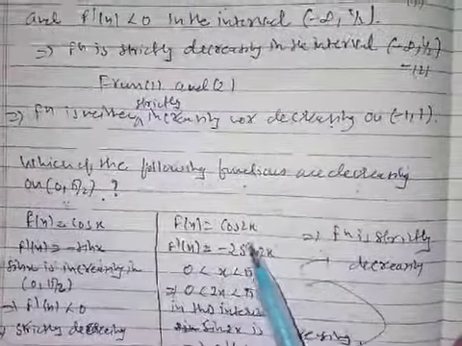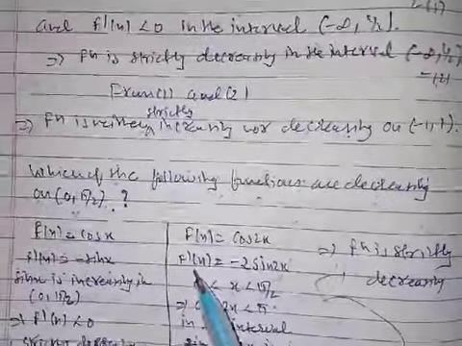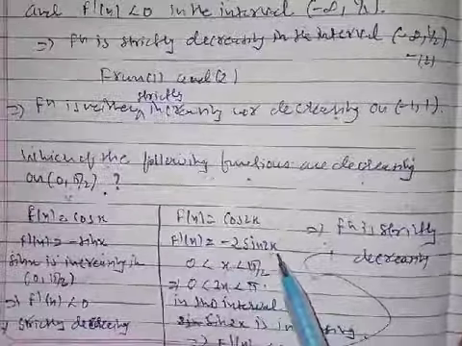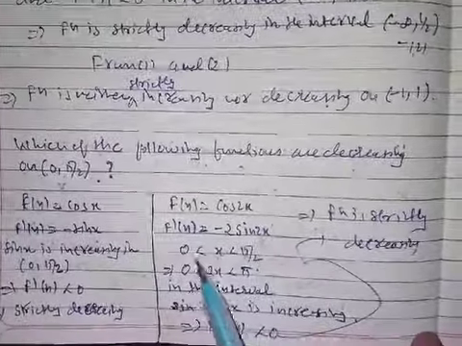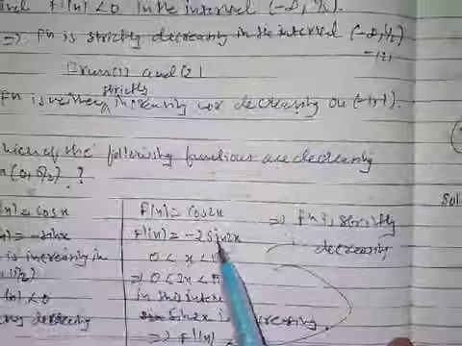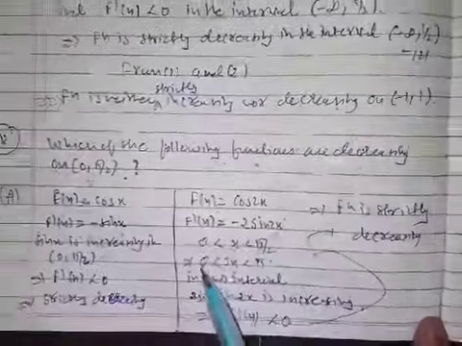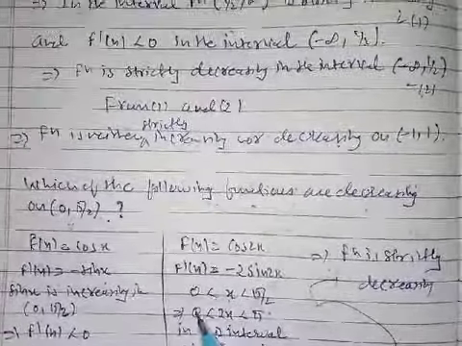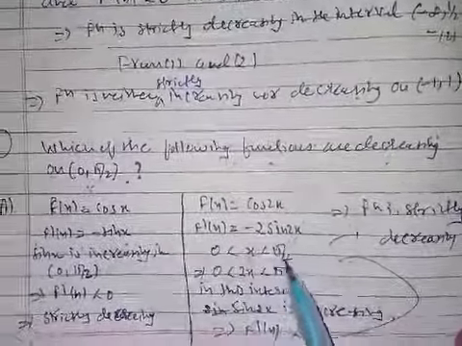cos 2x. If we take the derivative, then f dash of x is minus 2 sin 2x. Okay, in the interval 0 to pi by 2. Multiply with 2 because this function is 2x, so multiply with 2. So 2 with 0 is 0, then 2x, and pi by 2 into 2 becomes pi.